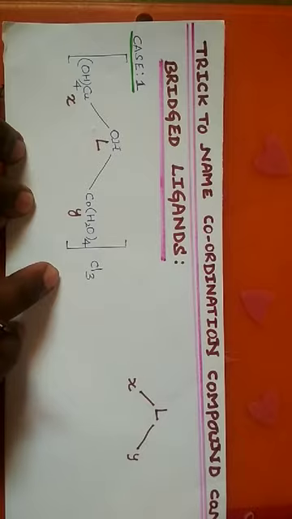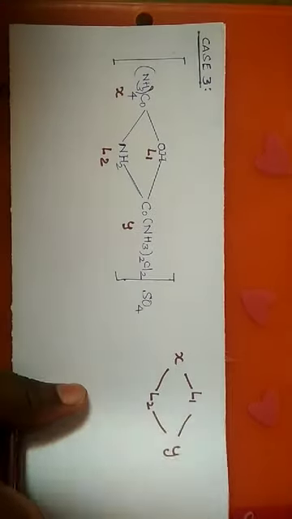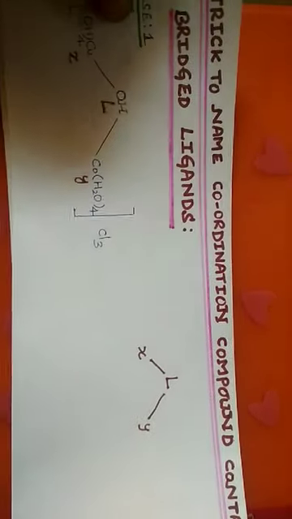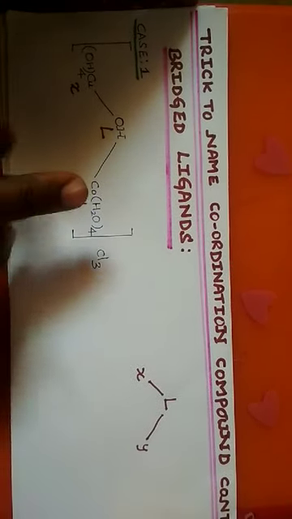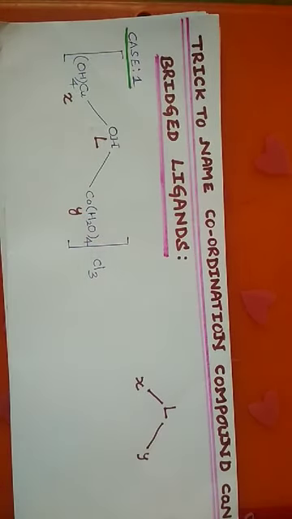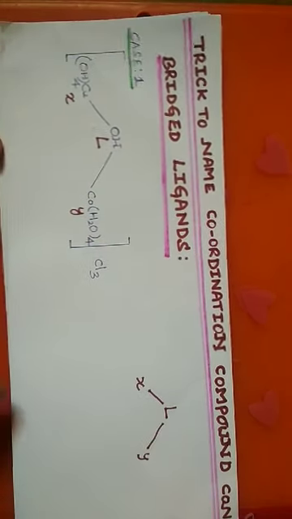This is the first case, and if you move on, this is the second case, third case, fourth case, and finally the fifth case. If you know these 5 cases, you can very easily name these types of ligands, nothing but bridging ligands. We will discuss one by one.